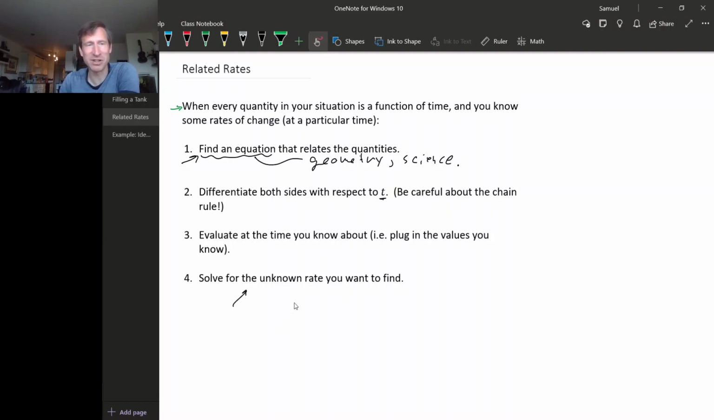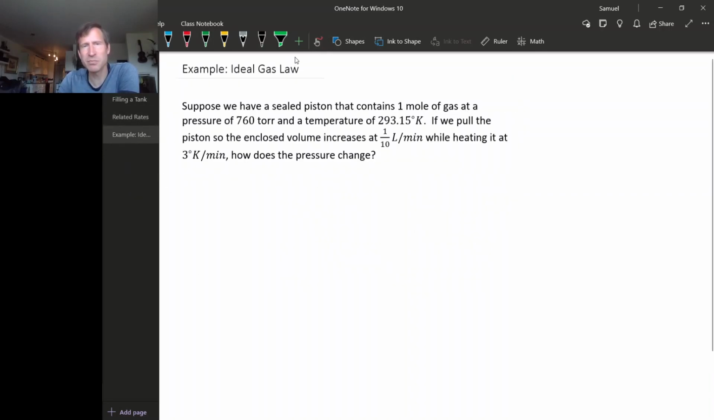Let's look at one more typical example of using related rates. So here's a situation. Suppose we have a sealed piston that contains 1 mole of gas. A mole is just a certain amount of gas. It's a certain number of gas molecules. So suppose we have a sealed piston that contains 1 mole of gas at this pressure, 760 torr, and a temperature of 293.15 Kelvin.